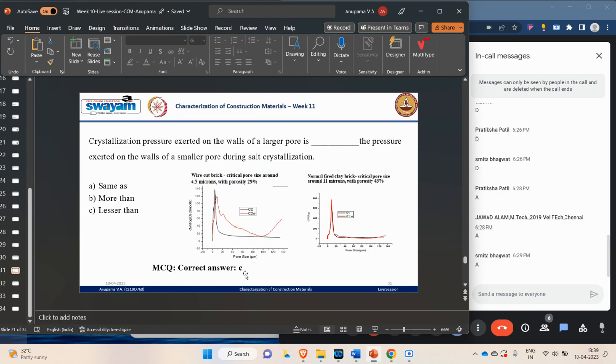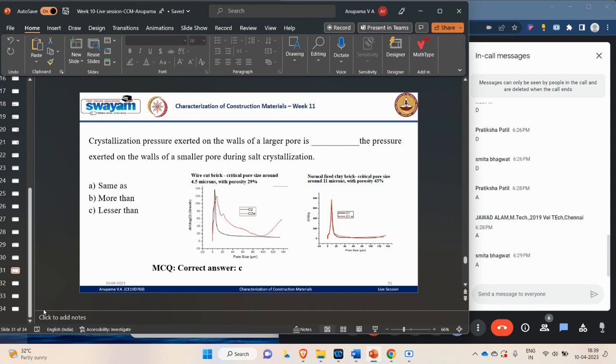So the pressure exerted on a smaller pore will be much higher because the restraint faced by the crystal within the small pore is much higher than the restraint faced by the crystal in a larger pore. In the larger pore, there is more space. It can grow in whichever direction it wants. So the pressure will be lesser.